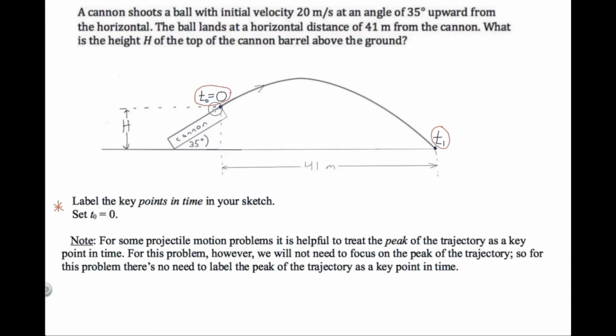Let's call the instant when the cannonball leaves the cannon t sub 0. In this problem, t sub 0 is the instant when the cannonball begins to undergo projectile motion. When solving physics problems, the standard simplifying assumption is that t sub 0 equals the number 0. So, let's set t sub 0 equal to the number 0. Let's call the instant when the cannonball hits the ground t sub 1. In this problem, t sub 1 will be the instant when the cannonball stops undergoing projectile motion.